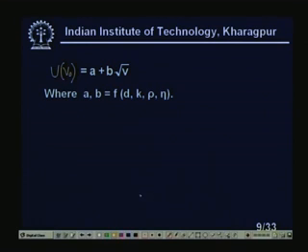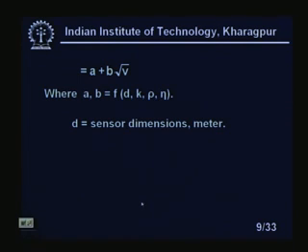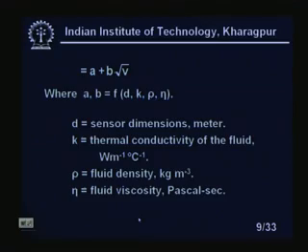This will be discussed. Here, d is the sensor dimension in meters, k is the thermal conductivity of the fluid in watt per meter per degree centigrade, rho is the fluid density in kg per meter cube, and eta is the fluid viscosity in Pascal second. For the sake of SI units, we are using Pascal second, even though in industry you will still find people using centipoise, poise and all those terms. Since we are following the SI unit, the SI unit of viscosity is the Pascal second.